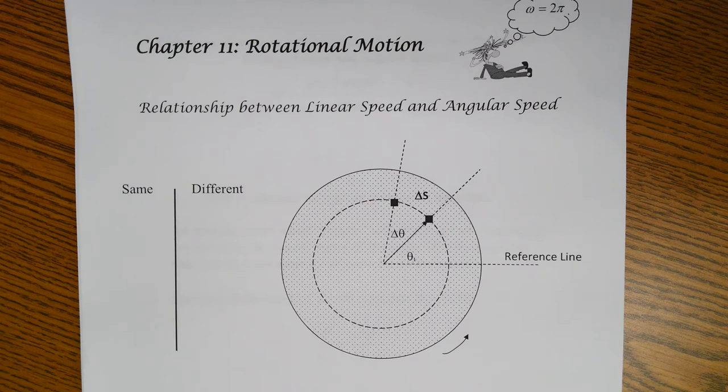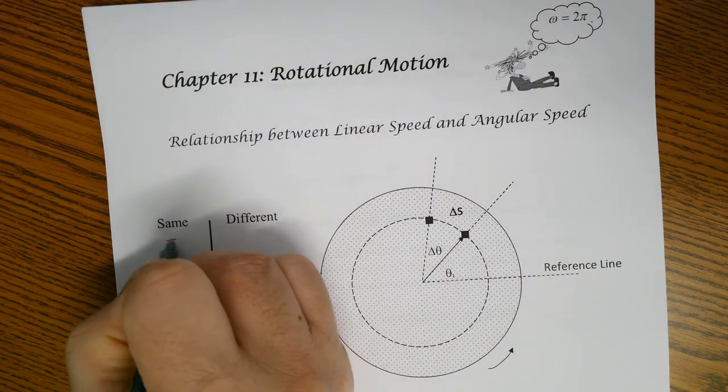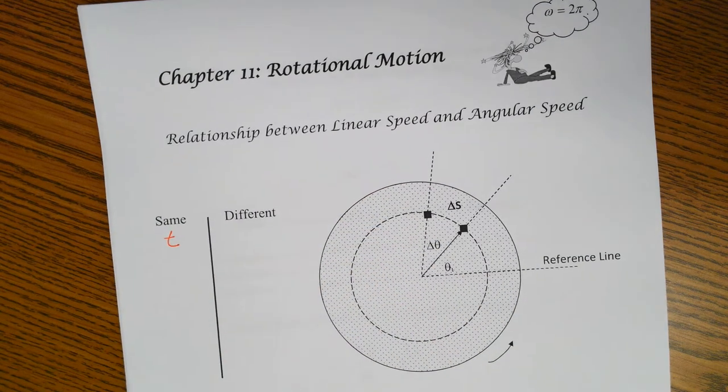All right, so relationship between linear speed and angular speed. Well, we have to understand a few terminologies that we're going to have to use. Some are going to be the same, some are going to be different, okay? For example, when we use time, time is going to be the same for rotational versus linear, okay?